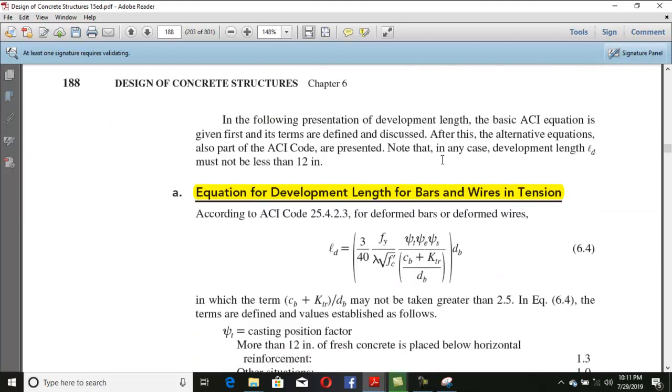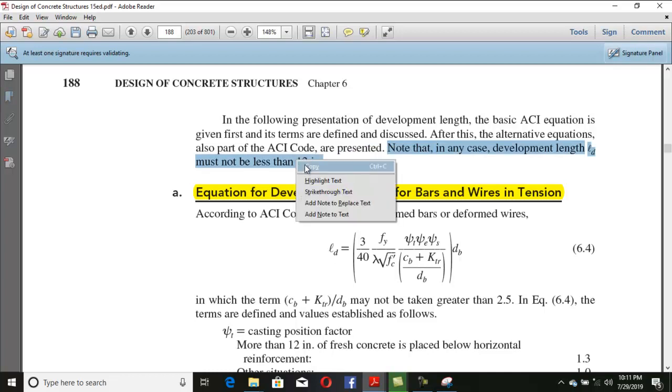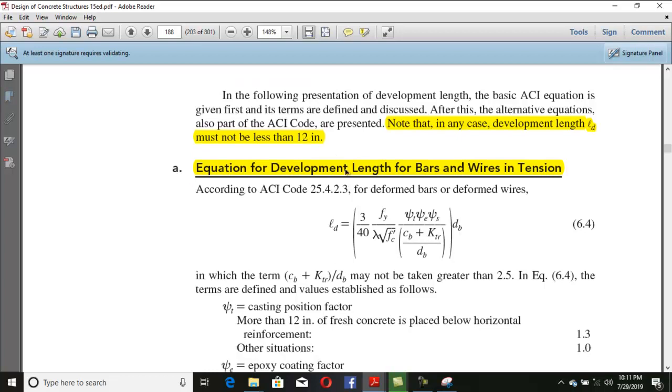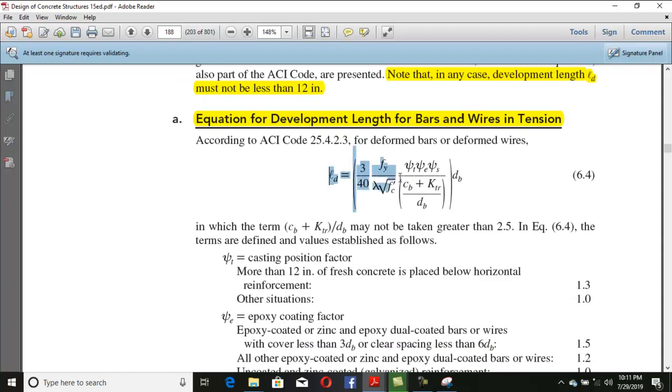Now we come to a very important line you must note: in any case, development length LD must not be less than 12 inches. The development length of any bar, whether it is a larger bar size or a lower bar size, must not be less than 12 inches. It must be equal to or greater than 12 inches.